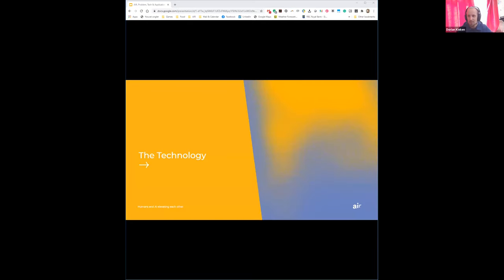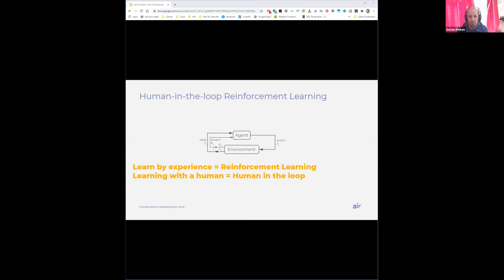And so now I'm going to put on a bit more of a technical hat here. When you think about common experience between a human and a machine, you think of a few things. The first one is learning by experience, or by a process of trial and error, which really sounds like reinforcement learning. So maybe we have a good starting point there. And learning with a human, that's pretty much human in the loop, right? So what we have here is a human-in-the-loop reinforcement learning problem, right?